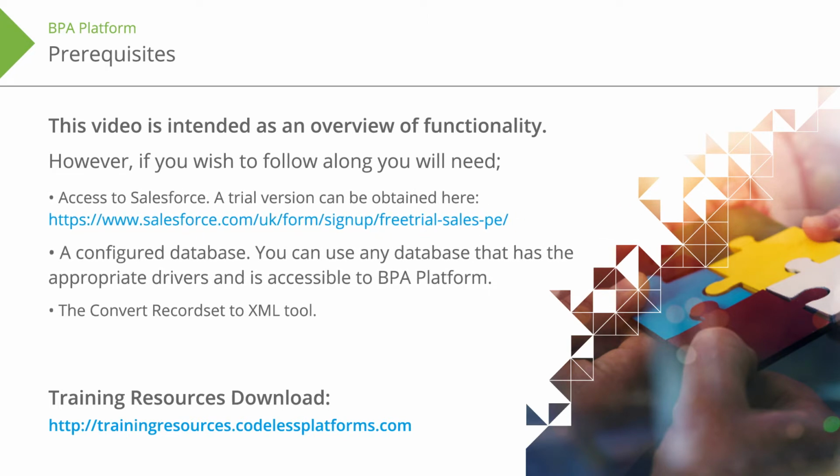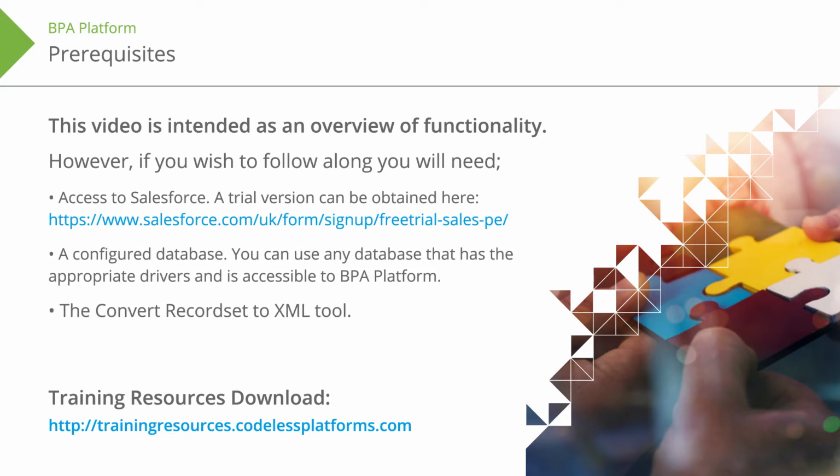A configured database. In this example, we are connecting to Sage 200. You can use any database that has the appropriate drivers and is accessible to BPA Platform. You will also need the Convert Record Set to XML tool, as the Salesforce Connector uses XML as its input.